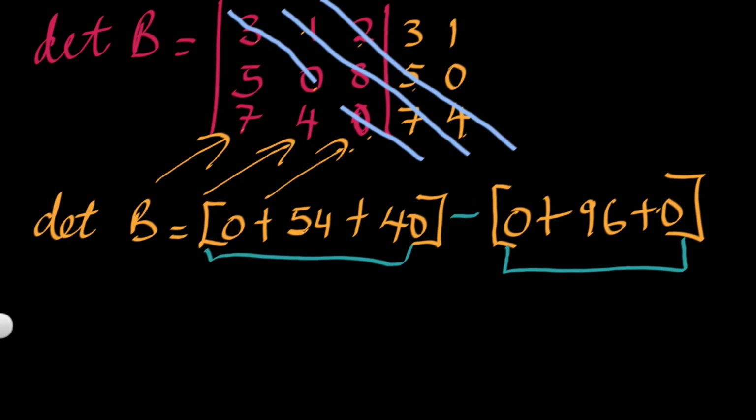You can do this fast with a calculator. It shouldn't take you long because you can just punch this in a calculator and you get minus 2. That's the determinant of B. It's as easy as that.